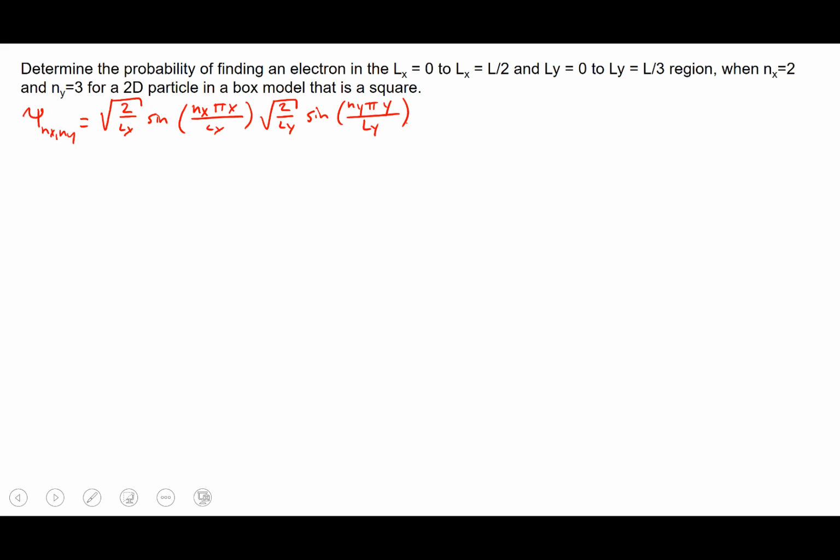As you can see right here, this is just two individual 1D particle in a box equations multiplied by each other, where the only difference is that they can have different lengths and different quantum numbers. But you multiply them together, and then you get the overall wave function for this 2D particle in a box model. And if we were to plot this and look at it, it's just a square.